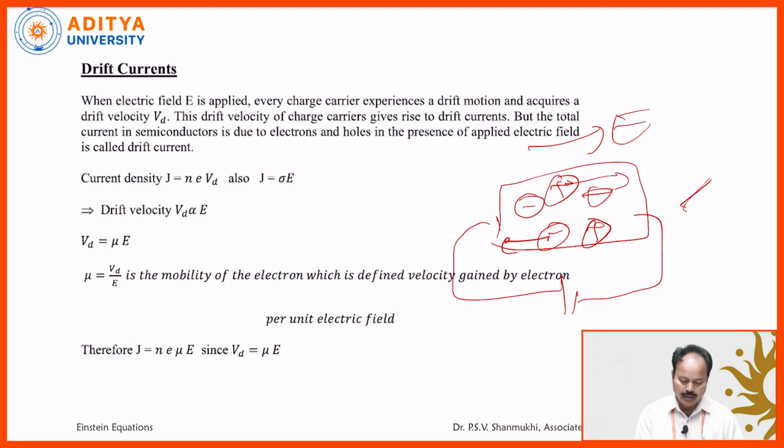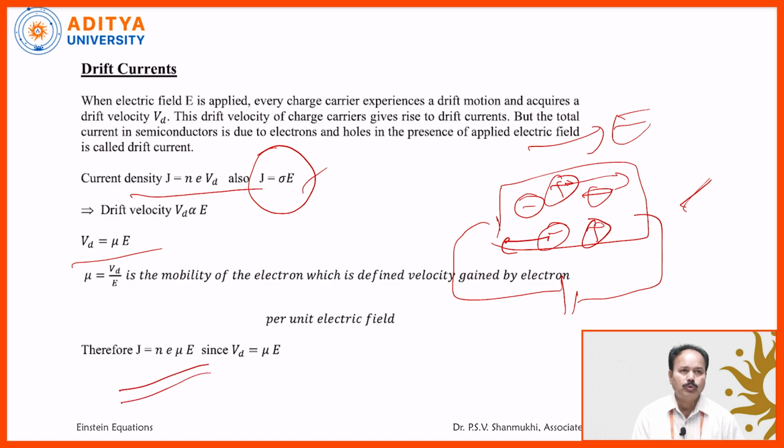Generally, we have one expression, J is equal to N e Vd, where Vd is the drift velocity. Another expression we know is J is equal to sigma into E, where sigma is the conductivity and E is the applied electric field. Generally what we write is Vd is equal to mu into E, where mu is the mobility of the charge carriers. So J is equal to N e Vd, or N e mu E, because Vd is equal to mu into E. So J is equal to N e mu E.